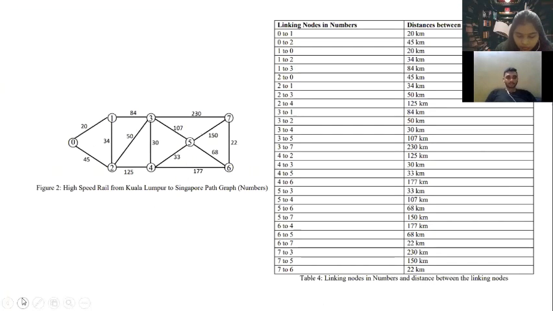Over on this diagram, it's the same as before, but we have changed the alphabet to numbers. For example, 0 to 1 is 20 kilometers, 0 to 2 is 45 kilometers, and up to 7 to 6 is 22 kilometers. Next, I will pass it to my teammate, Augustina.